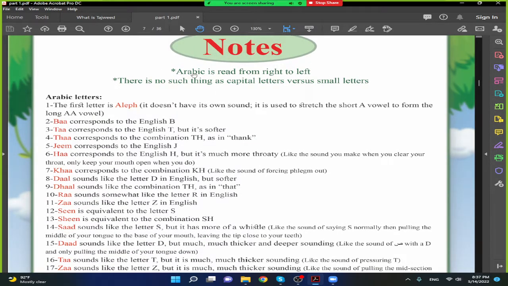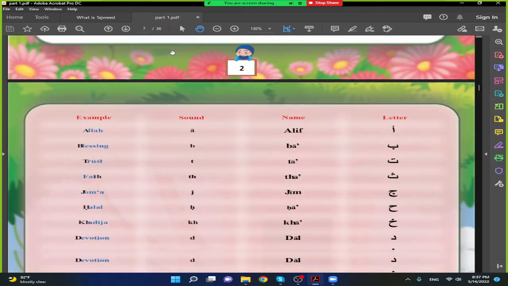After that I told you that Arabic is read from right to left, and next I told you there is no such thing as capital letters versus small letters. Do you remember that? Yes. Okay, now we are starting the next page.